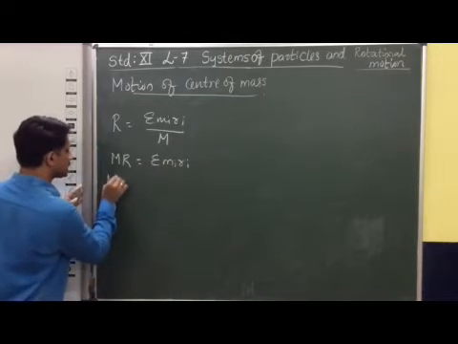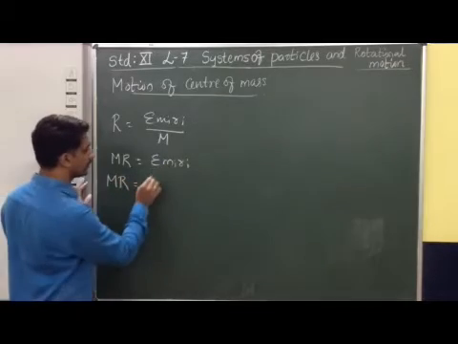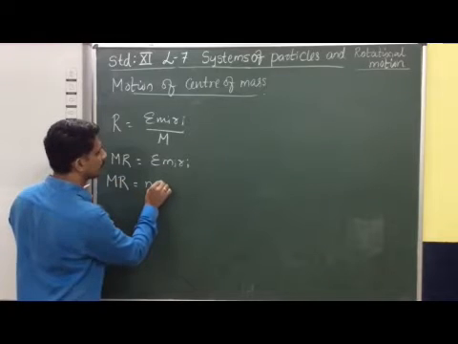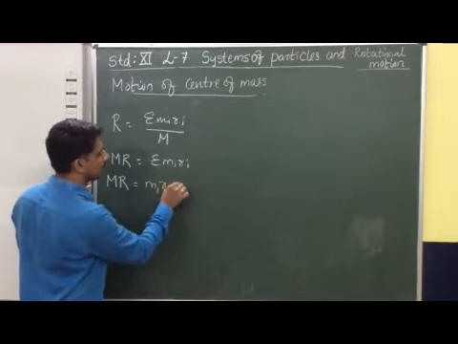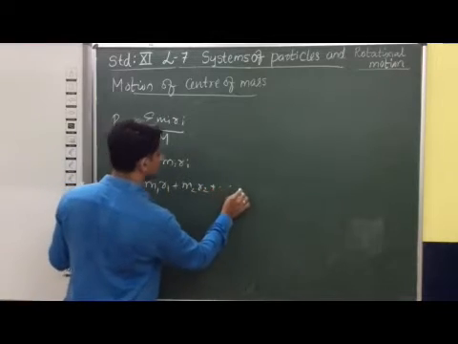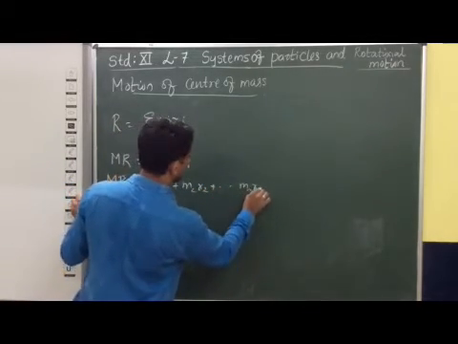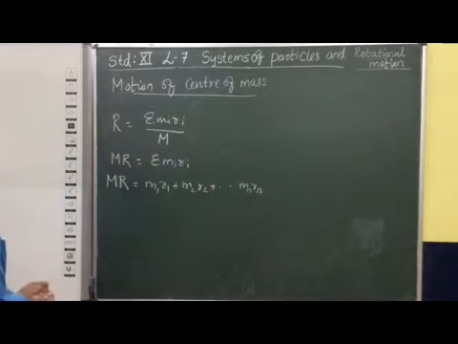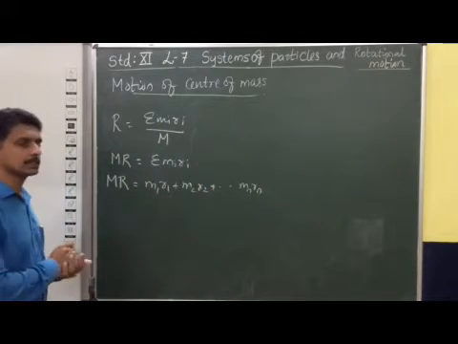Or we can write the complete equation as MR is equal to m1 r1 plus m2 r2 plus etc., up to mn rn. This way we can represent the center of mass of the system.